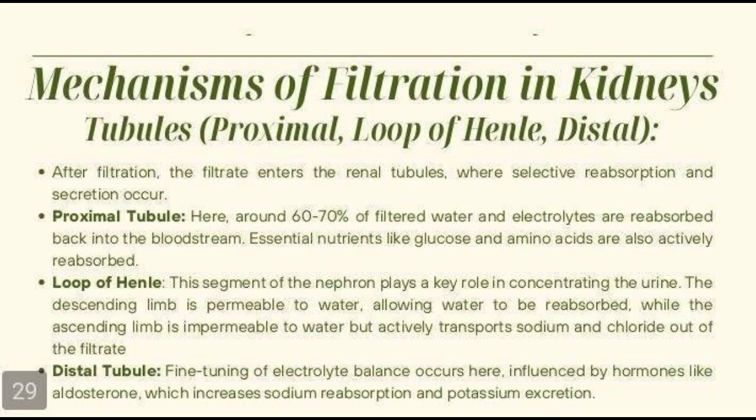Proximal tubule. Here, around 60 to 70% of filtered water and electrolytes are absorbed back into the bloodstream. Essential nutrients like glucose and amino acids are also actively reabsorbed. Loop of Henle. This segment of the nephron plays a key role in concentrating the urine. The descending limb is permeable to water, allowing water to be reabsorbed, while the ascending limb is impermeable to water but actively transports sodium and chloride out of the filtrate.